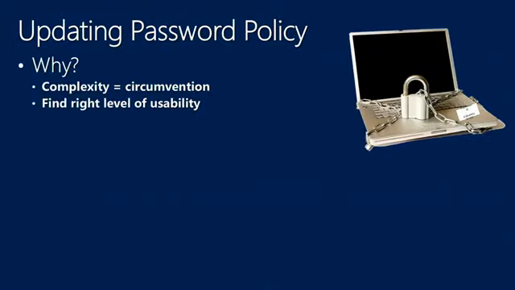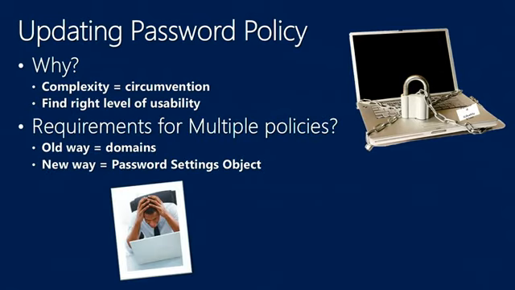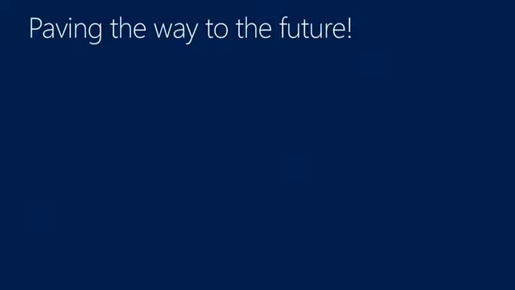So yeah, complexity basically means people are going to circumvent it. They're going to write it down on a post-it note. The old way of doing it used to be make a new domain, make a new domain, make a new domain. That's why a lot of domains existed. The new way of doing it is simply to use a PSO, which is very, very simple to do.